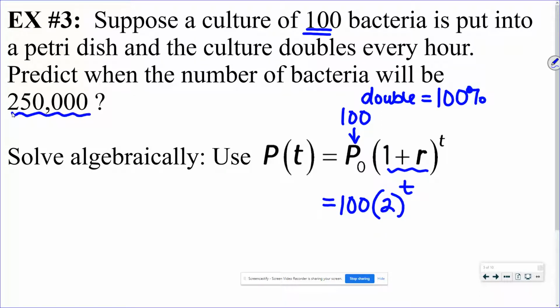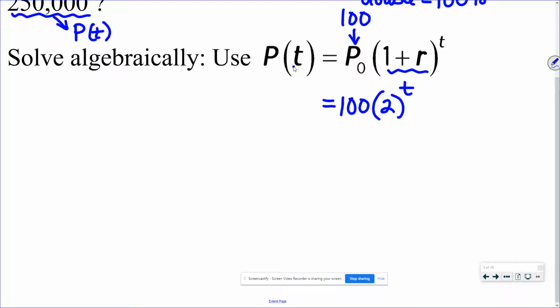So what is this number then? 250,000. Well, this is what we wanted to end at. So we're going to call this P of T. And it's called P of T because it's the population at some unknown time. So we're saying the population is going to be 250,000, but we don't know when that's going to happen. So we're going to plug in 250,000 for P of T, and we're going to find the time T. So this is an equation now that we're going to solve.